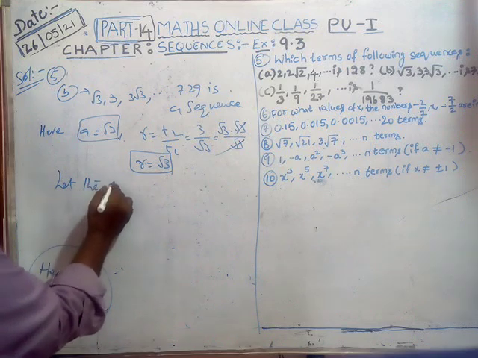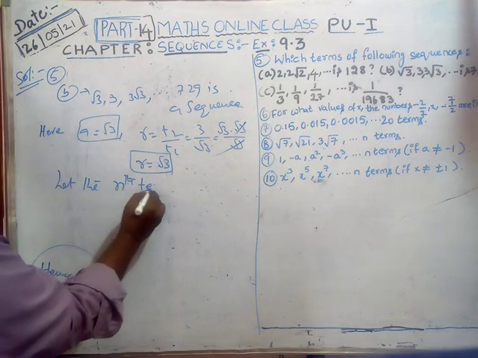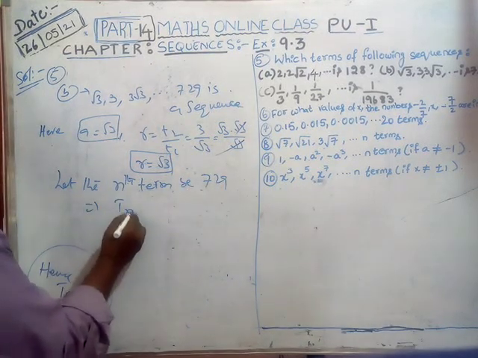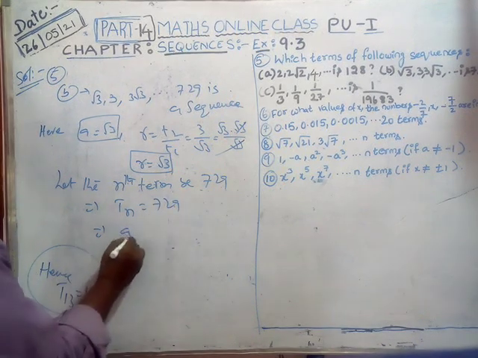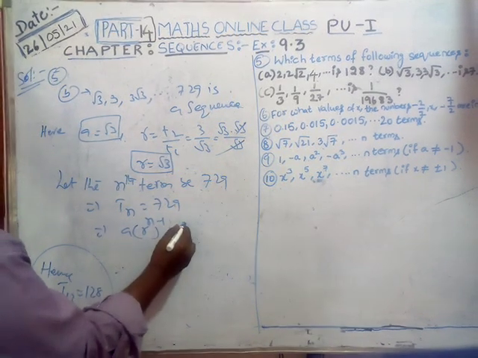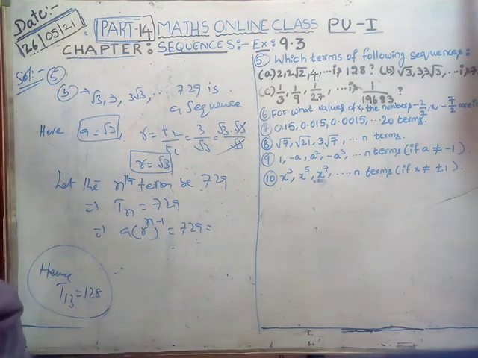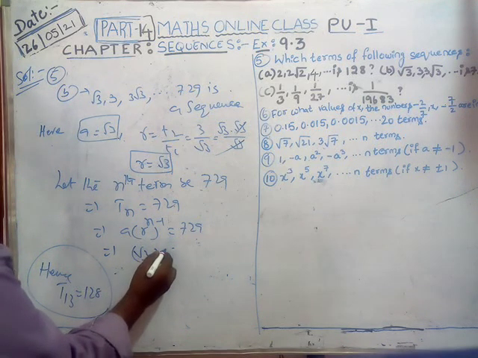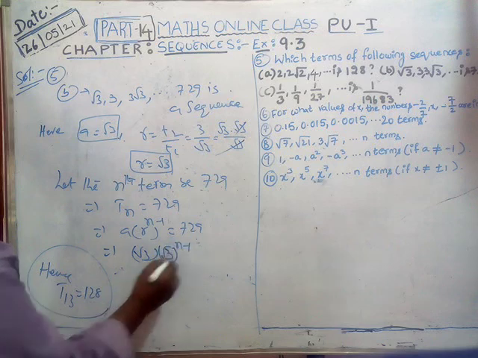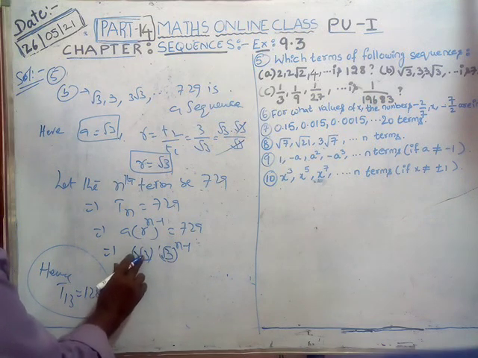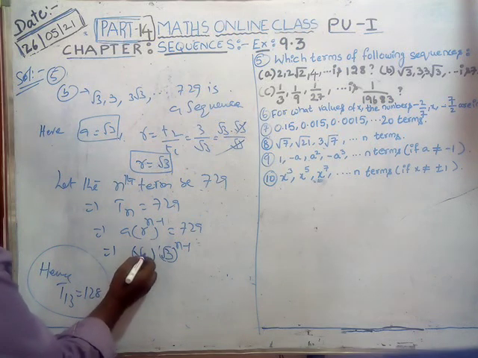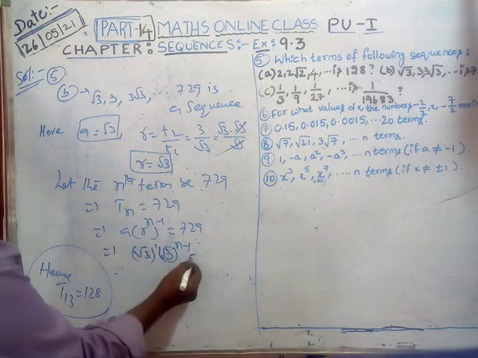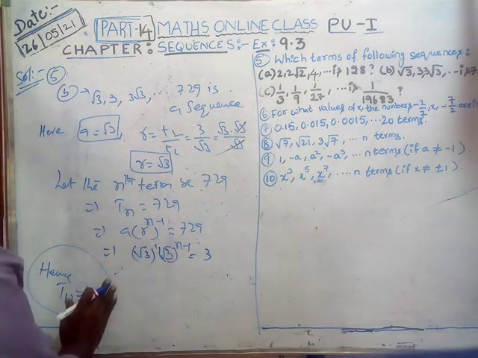Let the nth term be 729. That implies Tn is equal to 729. What is Tn? A R power n minus 1, which is 729. Here A is root 3, into R, which is also root 3, power n minus 1. The base is the same here. Don't confuse, the base is the same. Here it is 3 power.